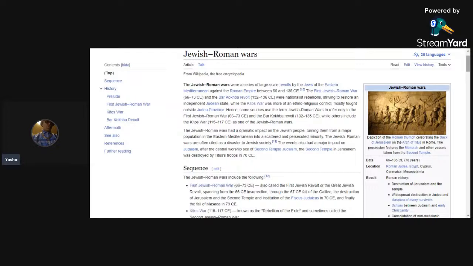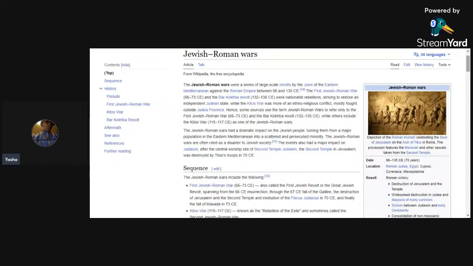The Jewish-Roman Wars were a series of large-scale revolts by the Jews of the Eastern Mediterranean against the Roman Empire between 66 and 135 CE, which is the Common Era. The first Jewish war was between 66 and 73 CE. And the Bar Kokhba Revolt, which is 132 to 136 CE, were nationalist. Keep that in mind. They were nationalist rebellions, striving to restore an independent Judean state. What nation did the Judeans belong to? They belonged to the nation of Israel.